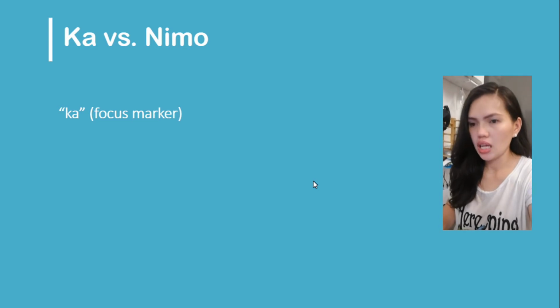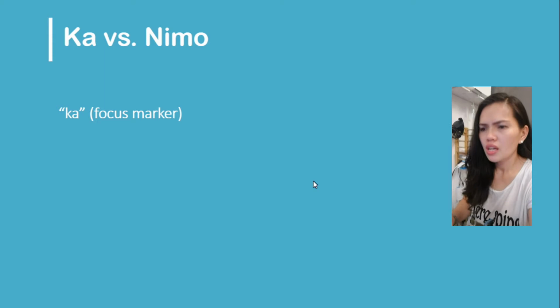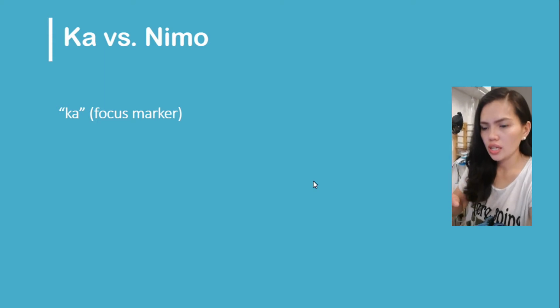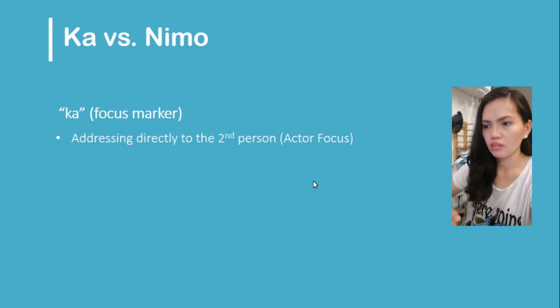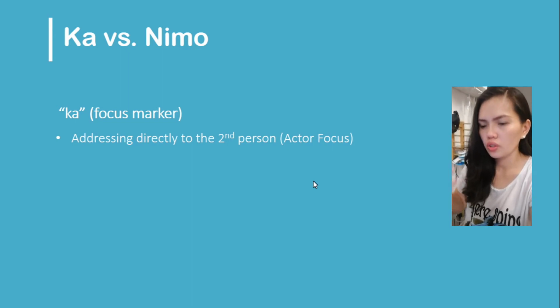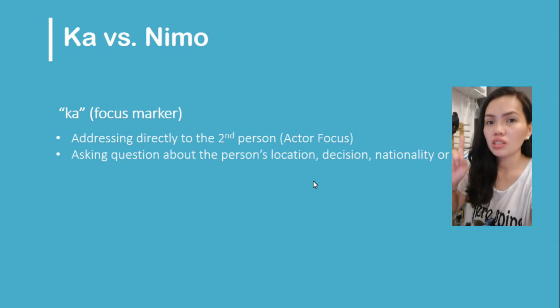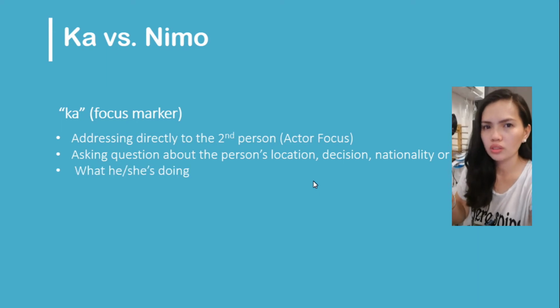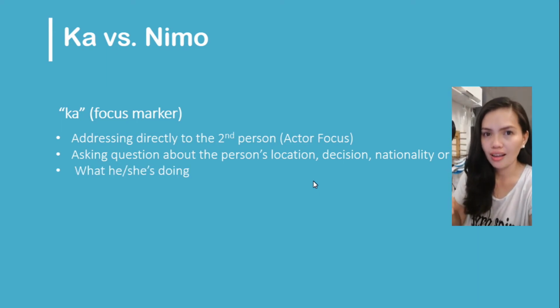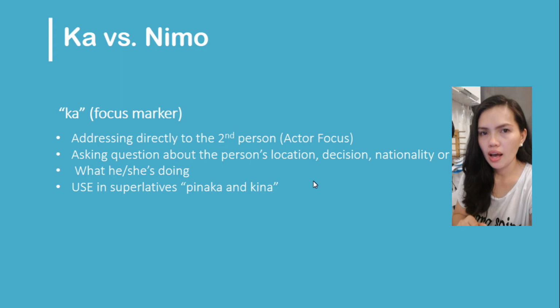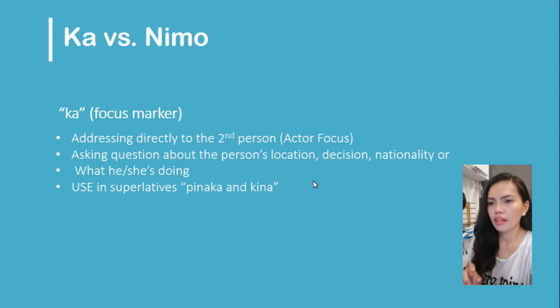Ka is a focus marker. If you have not watched the personal pronoun video, you must watch that, and then you come back here. You use ka when you are addressing directly the second person. It's an active focus. If you're asking a question about the person's location, direction, nationality, or what he or she is doing, you use ka instead of Nimo. And when you are using superlatives like pinaka or kina, you use ka also. So let's break that down.